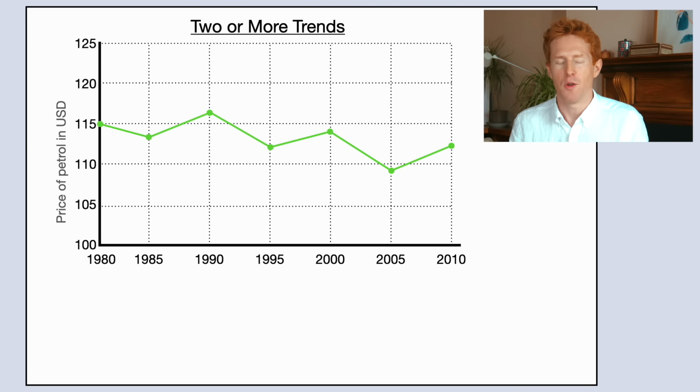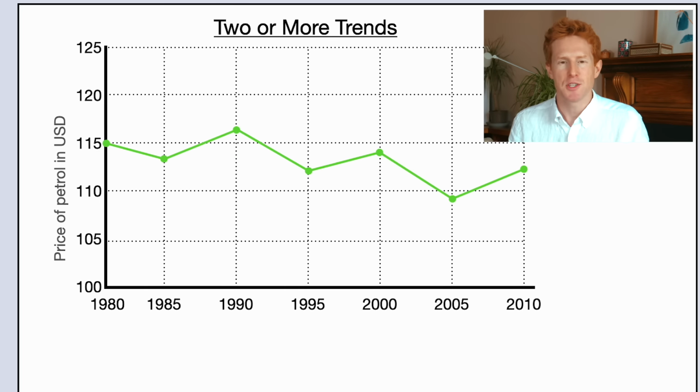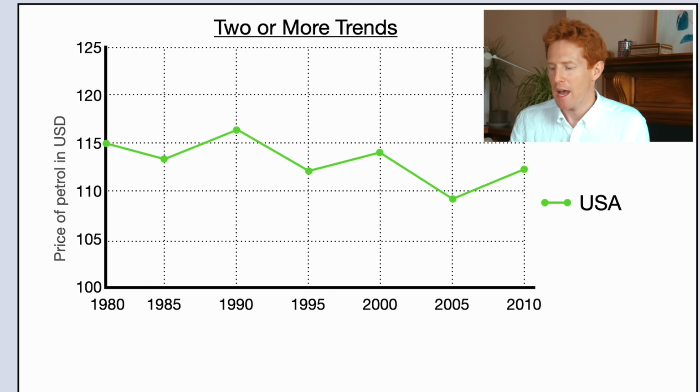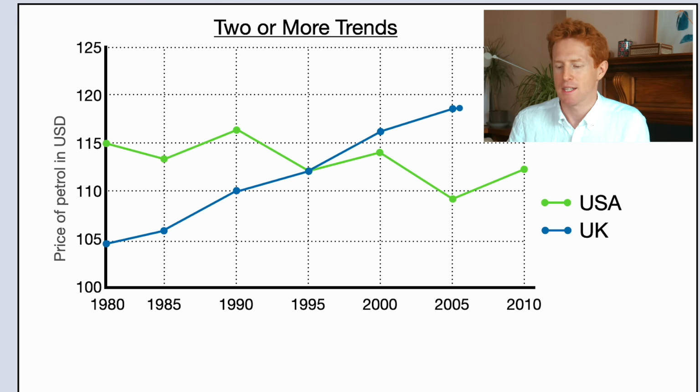Now, the tricky thing about IELTS is you're not only describing one line graph or one data set at a time. We often have more than one trend. So let's do that. Imagine, for example, this green line here is the price of petrol in the USA. But imagine we have a second data point, which is the price of petrol in the UK. And imagine if that looks a bit like this. What is some useful vocabulary that we can use to analyze and contrast this data?